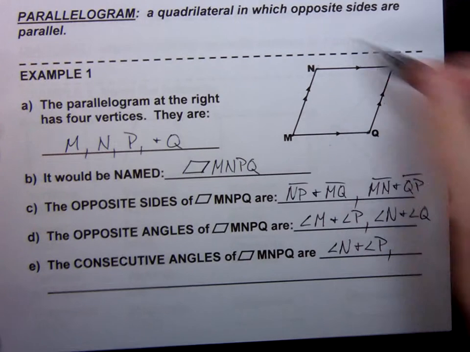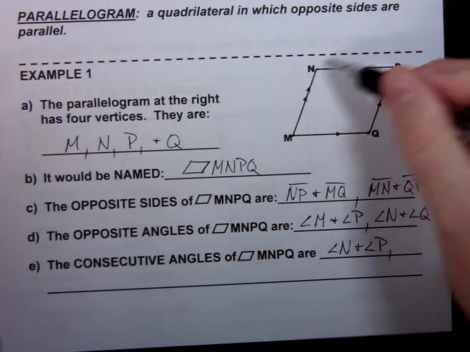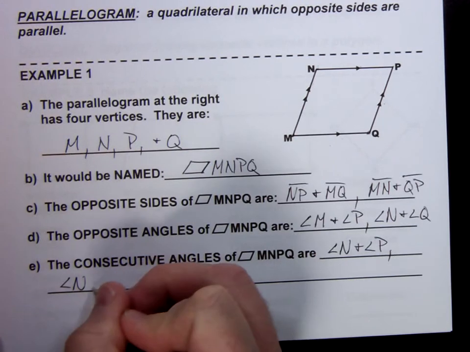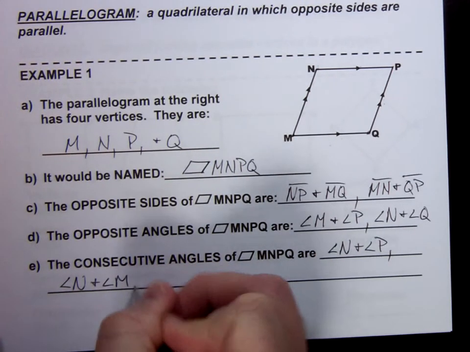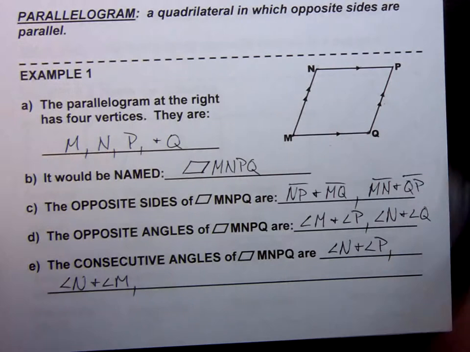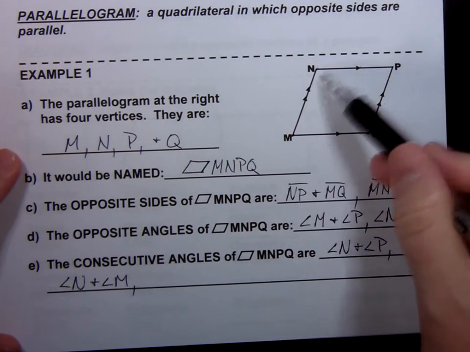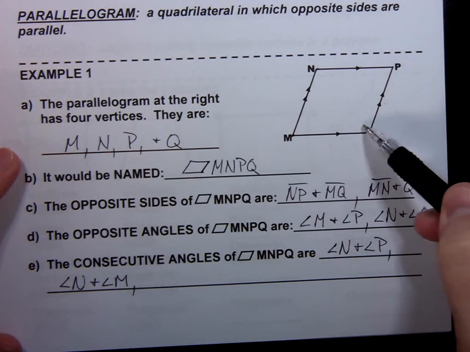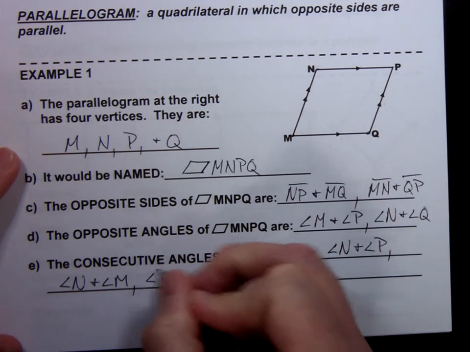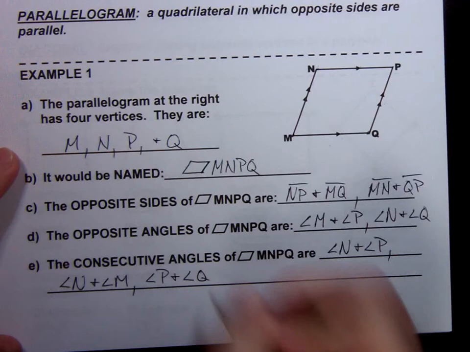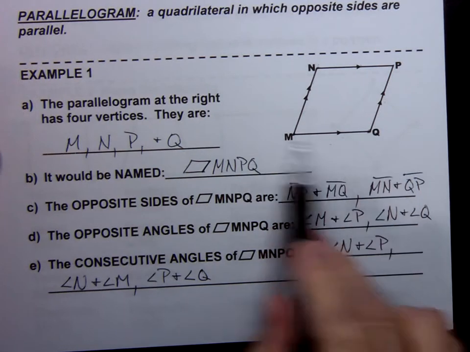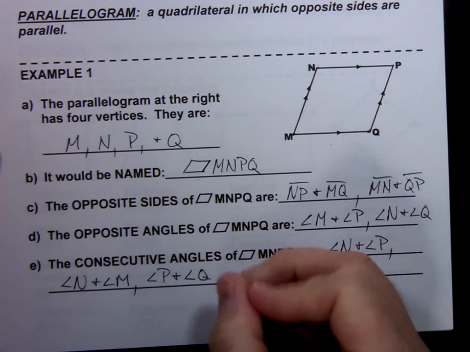Now, what if I was going the other way? Then right after N would be M. N and M are consecutive angles. Okay. Now, we already said that angle P was consecutive with angle N. What else is it consecutive with? It's consecutive with angle Q. Angle P and angle Q are consecutive angles. And the last one we have not mentioned yet is the combination of angle M and Q.